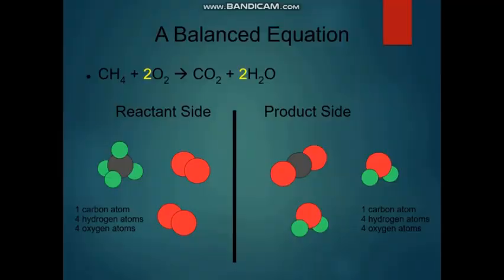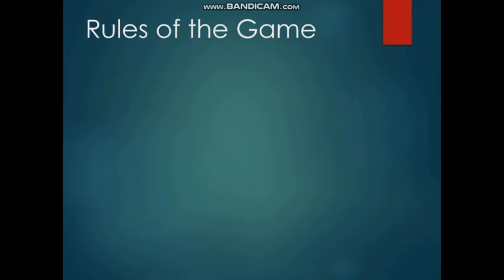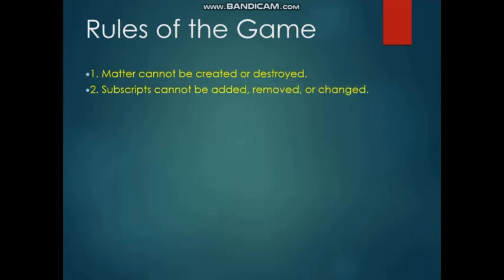Now we know that we need to balance the equation. Let's go to specific steps that you can follow in order for you to balance the given equation. So here are the rules of the game. First, matter cannot be created or destroyed. So it means that you cannot simply remove or add another element in the equation to make it balance. Next, subscripts cannot be added, removed, or changed.